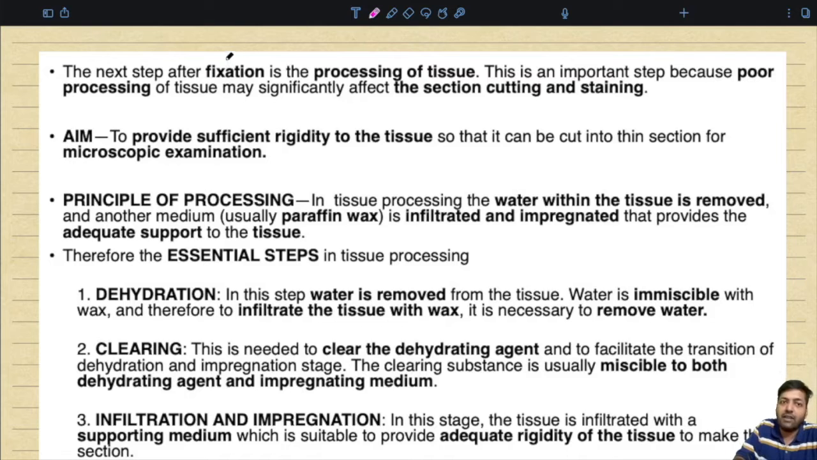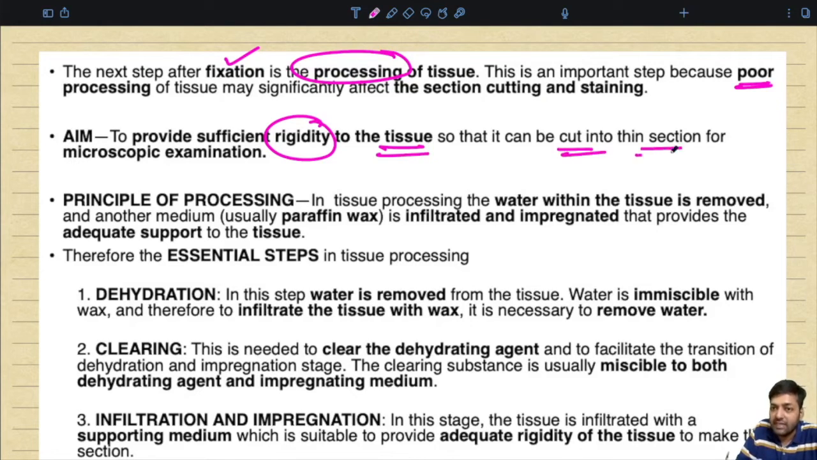So the next step after the fixation is processing of the tissue. It is an important step because poor processing of the tissue may significantly affect the section cutting and staining. So what is the aim of tissue processing? To provide sufficient rigidity to the tissue so that it can be cut into thin sections for microscopic examination. So what is the principle in tissue processing? The water within the tissue is removed. How? By the process of dehydration. And another medium, usually paraffin wax, is infiltrated and impregnated that provides adequate support to the tissue, which is going to allow microtomy or tissue cutting. Okay, thin sections can be taken for microscopic examination.